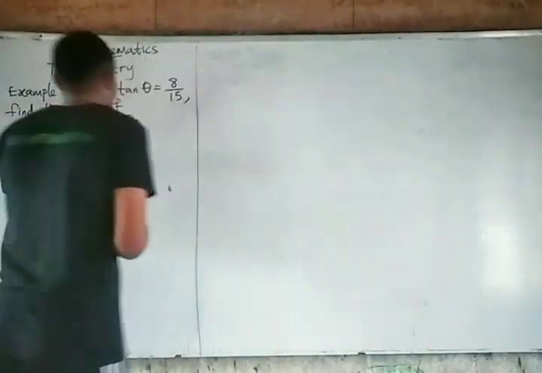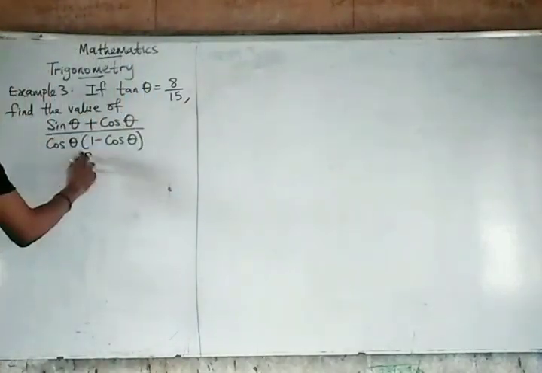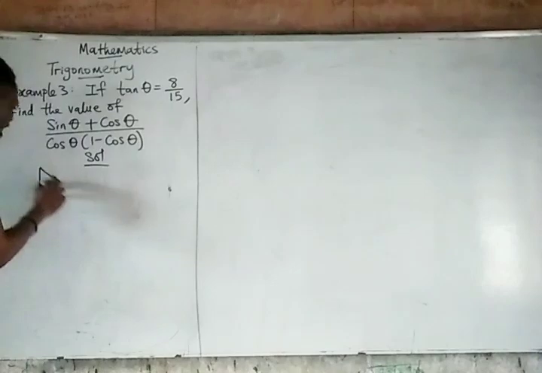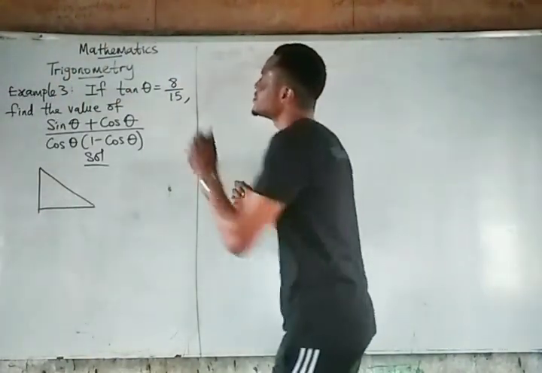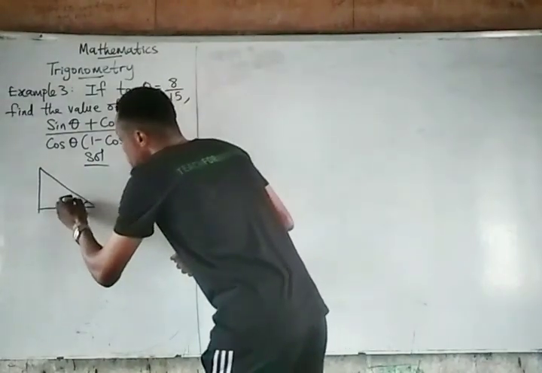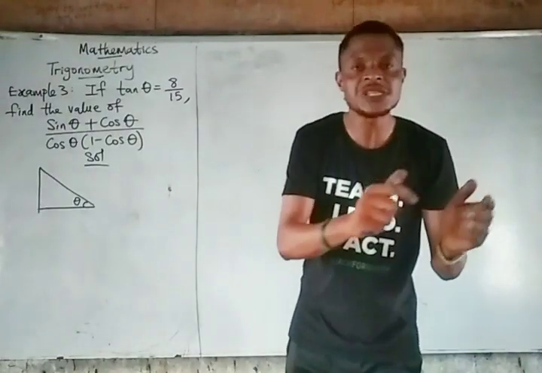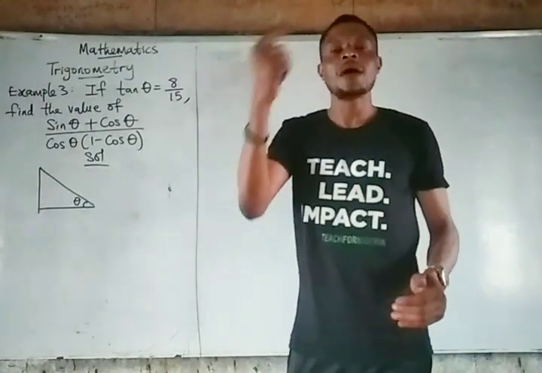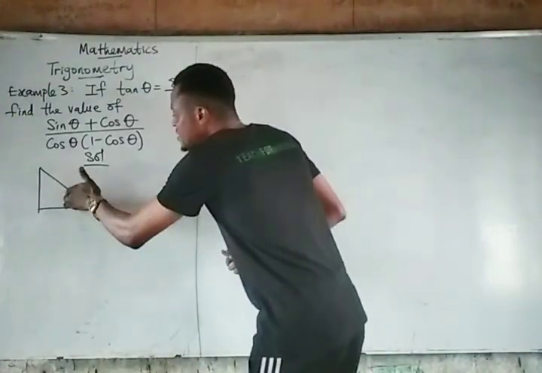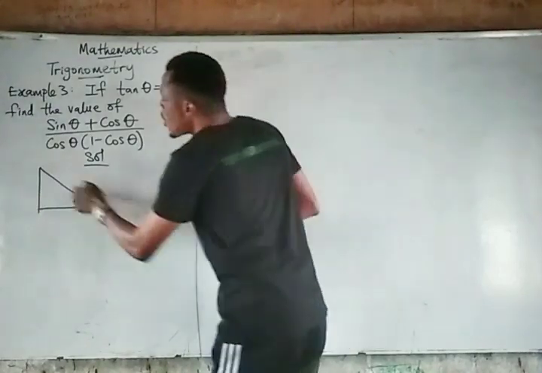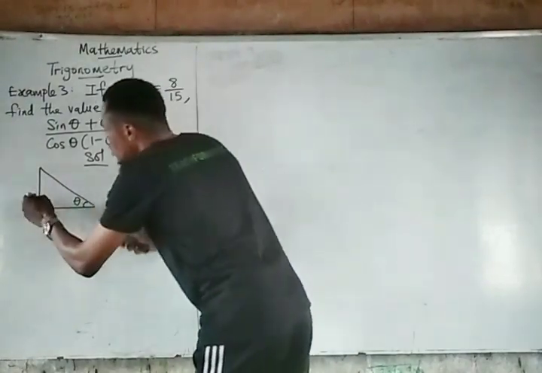Now, let's start. Of course, given that tan theta is 8 over 15, it indicates that, let's assume we have a right angle triangle like this. Having a right angle triangle like this means the theta, you can place it wherever we choose, the theta here. Tan is always opposite over adjacent, TOA, based on what we have done earlier in the beginner's level of trigonometry. So tan theta means we are going to have opposite over adjacent. Of course, this is the hypotenuse.